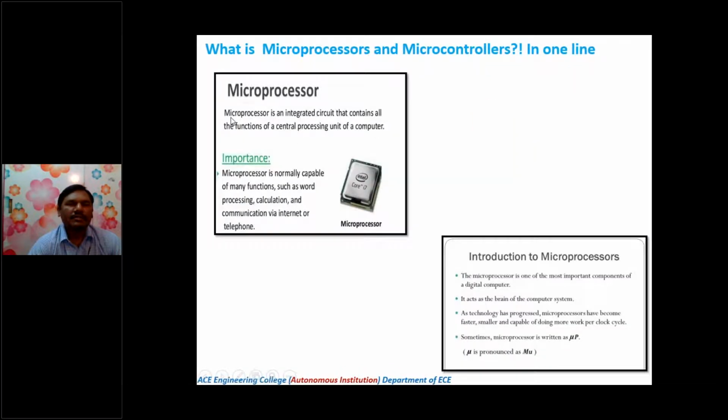And what is a microprocessor? A microprocessor is an integrated circuit, also called a chip, that contains all the functions of a CPU on a computer. It normally performs many functions such as word processing, calculations, and communications via internet or telephone. The microprocessor is also called MUP. Mu is pronounced as mu because we perform the operations in terms of microseconds. That's why it is called a microprocessor. Its clock frequency is in terms of megahertz.